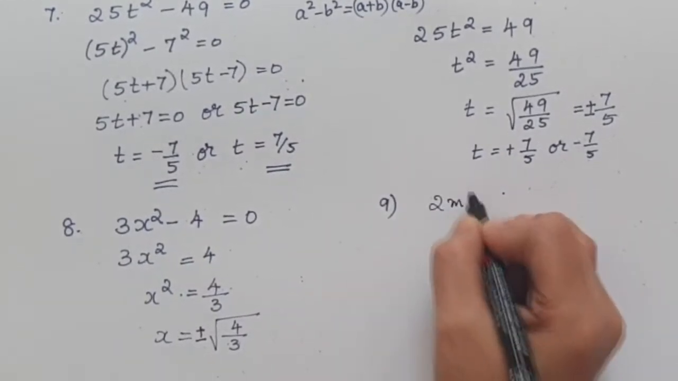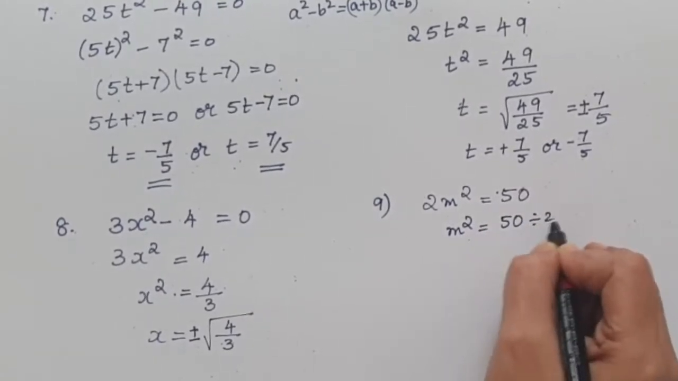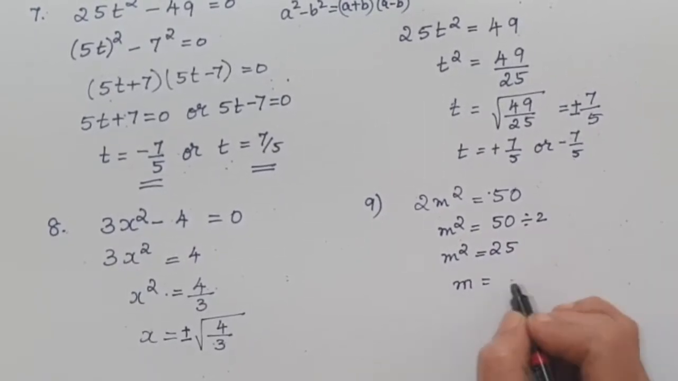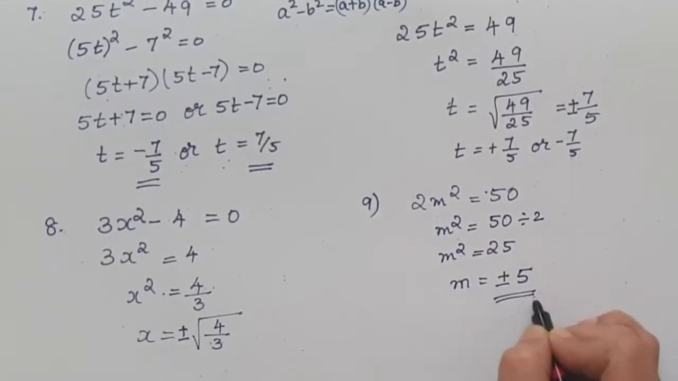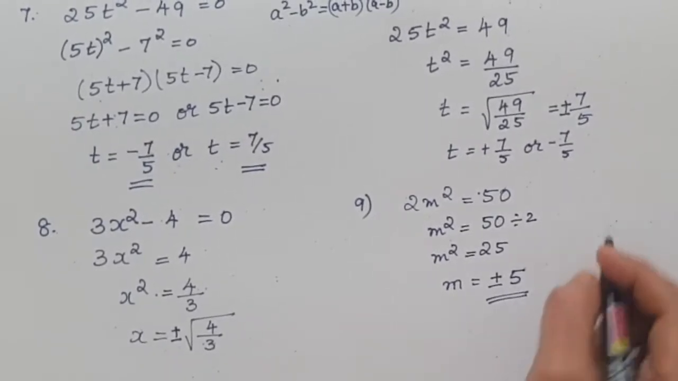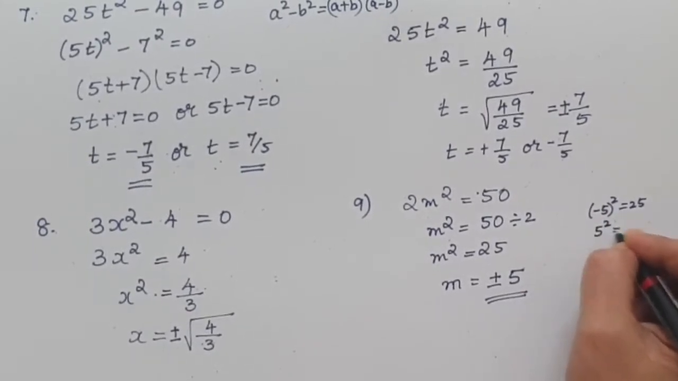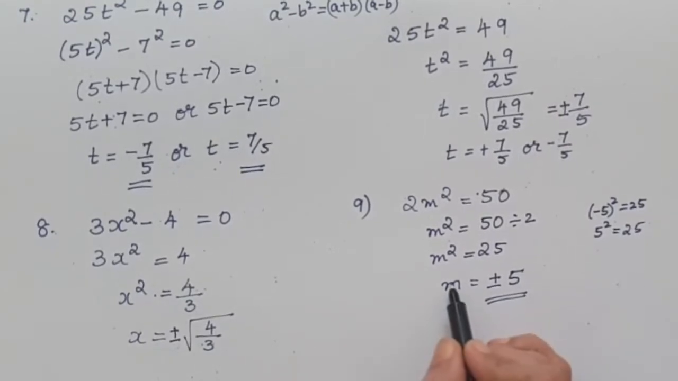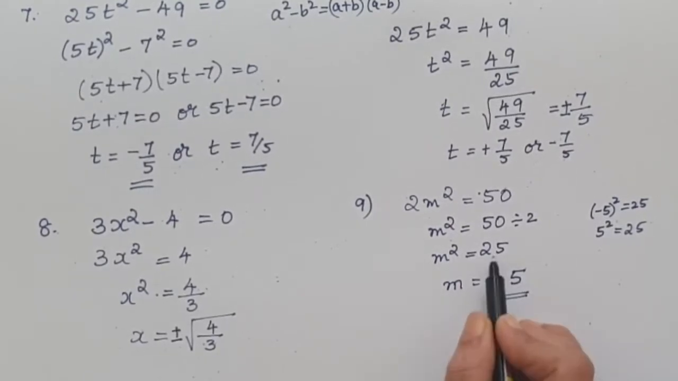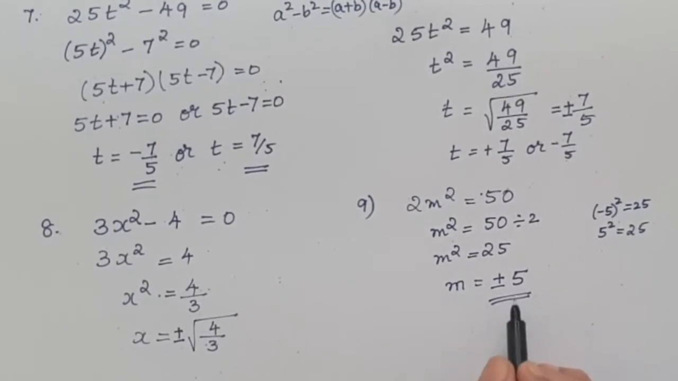Now the ninth question, 2m square equal to 50. So m square will be equal to 50 divided by 2. So m square will be equal to 25. So m equals square root of 25, which is 5. So we write it as plus or minus 5. Always whenever you take a square root, you need to remember that you need to write a plus or minus 5. Why? Because minus 5 the whole square is also 25. Positive 5 square is also 25. That is why when you are squaring it over here, m squared, plus 5 square will also give us 25. Minus 5 square will also give us 25. That is the reason why you need to write a plus or minus 5 hereafter whenever you are solving square root questions.